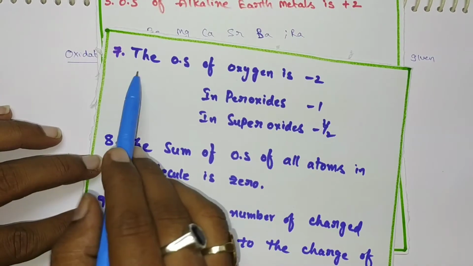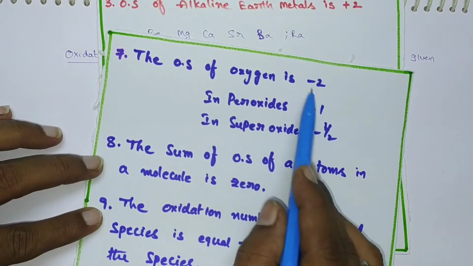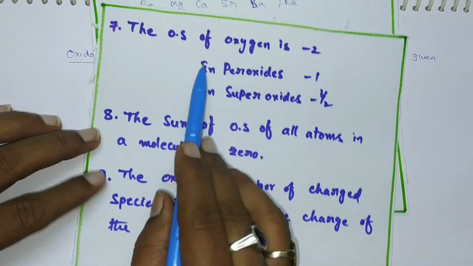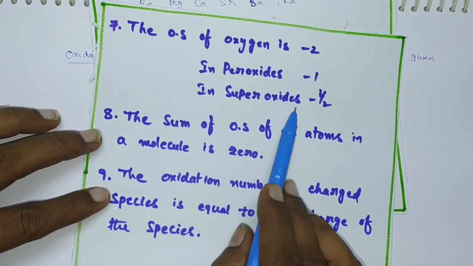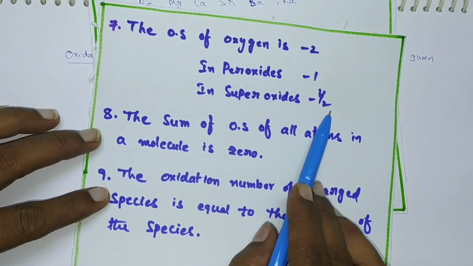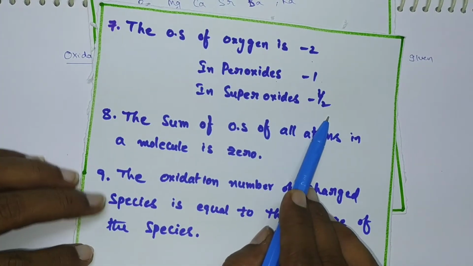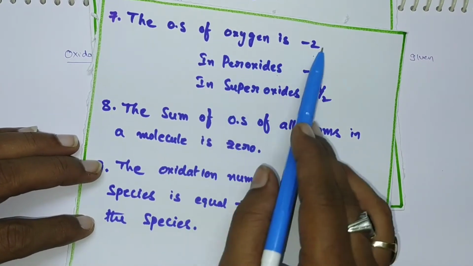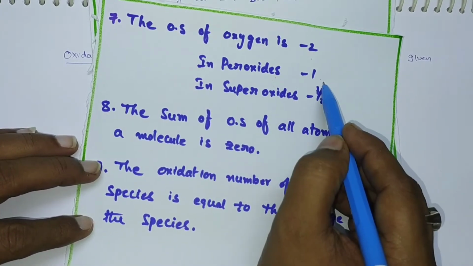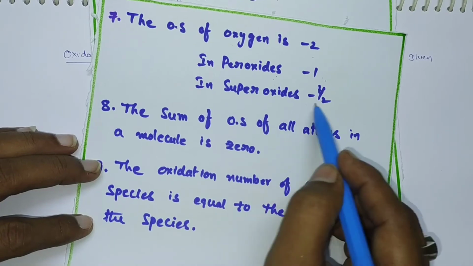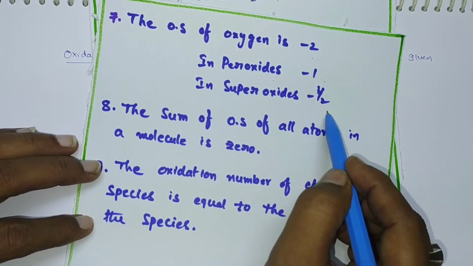Next, the oxidation state of oxygen is generally -2, but in case of peroxides it is -1, and in case of superoxides it is -1/2, that is, minus half. Generally oxygen exhibits -2 oxidation state, but in case of peroxides it will exhibit -1. In case of superoxides it will exhibit -1/2.